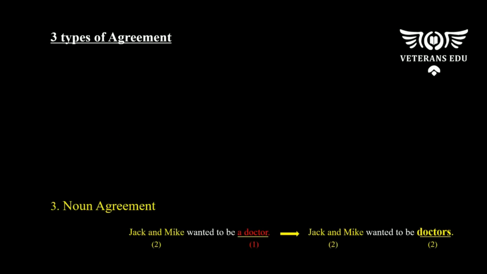Finally, for the noun agreement questions, all we have to do is change the number of the noun. For instance, in the sentence, "Jack and Mike wanted to be a doctor," the subject is plural and they can't become one doctor. So we simply change the singular noun "doctor" into "doctors."